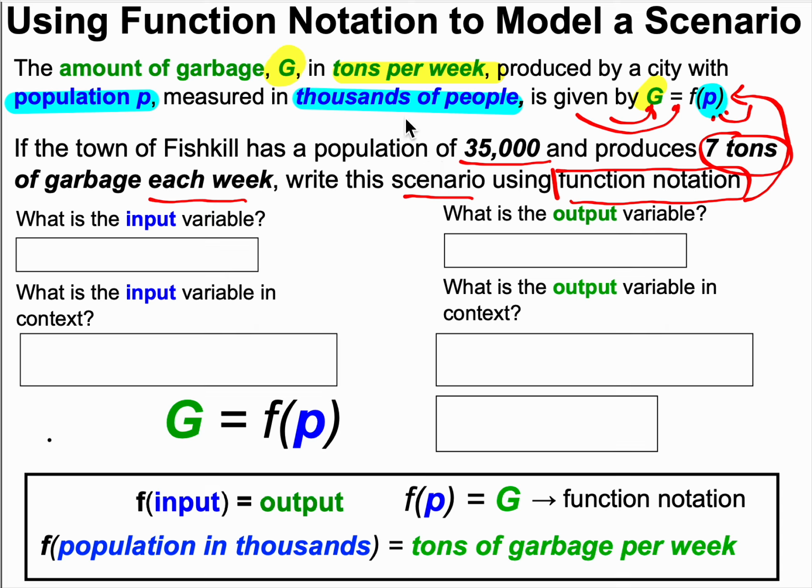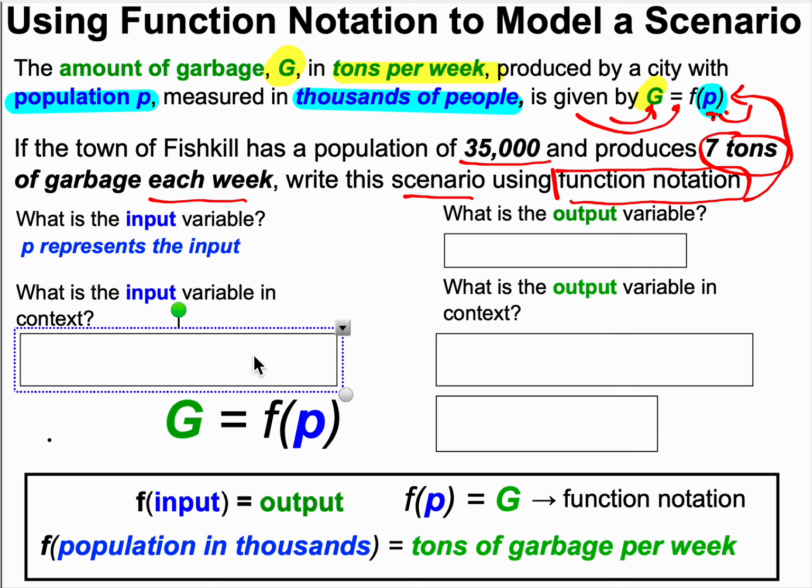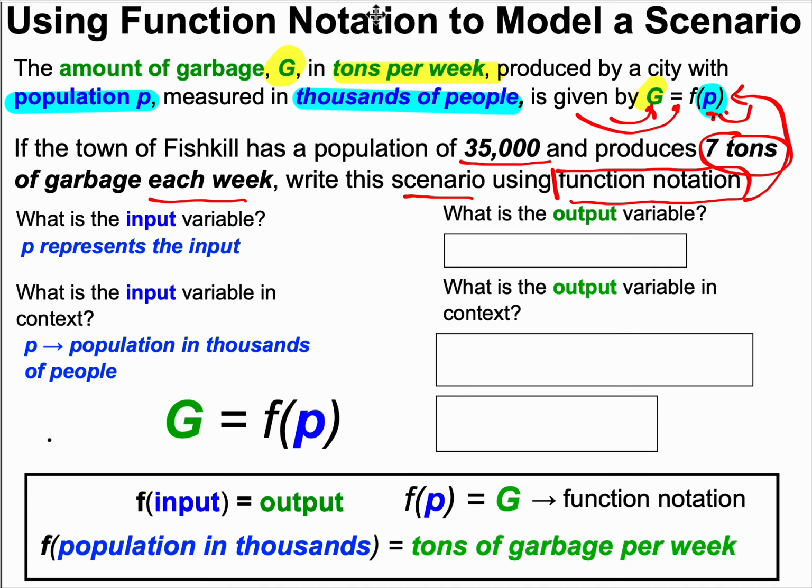So let's go back to our definition of this function up here. And let's talk about what is the input variable. Well, like I said, the input variable is inside the parentheses. So the input variable is P, okay? And P represents the input. And you don't have to make anything up here. You just need to read from the sentence. It tells us P is the population measured in thousands of people. So P represents population in thousands of people.